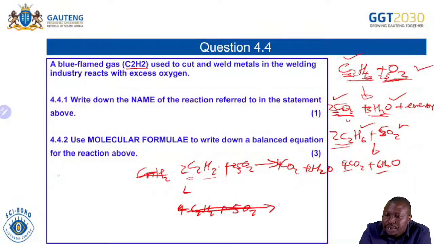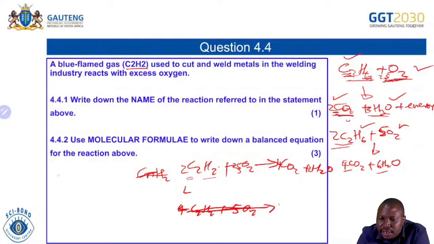Let's go to oxygens. How many oxygens? We have 2 here. How many this side? We have 2 times 2, which is 4, plus 1, we have 5. So 5, to get 5 here, you will put 5 over 2 here. So you multiply the whole expression by 2, so you'll get 2C2H2 plus 5O2 gives us 4 carbon dioxide plus 2 waters.